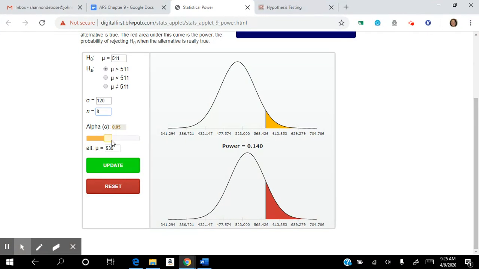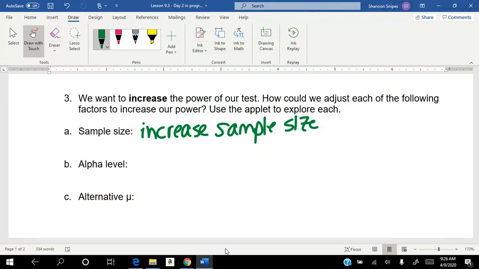All right, so let's see what happens when I change my alpha level. That's what this slider does. So if I increase alpha, let's go up to, oh, actually I'm decreasing alpha that way. That feels kind of weird. So as I decrease alpha, what happened to the power? It's getting lower. So as I increase alpha, what's happening to the power? The power is getting larger. Okay, so if we increase alpha level, we increase our power.